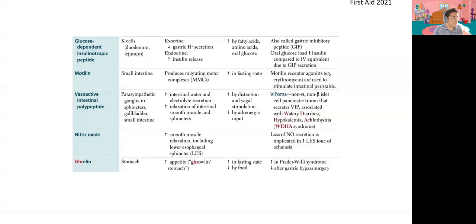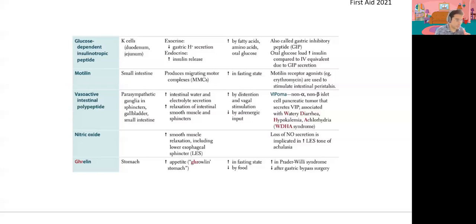Vasoactive intestinal polypeptide deals with intestinal water and electrolyte secretion so that you can basically coat the lumen with water and other components. But the problem is if you overdo this, it can lead to a lot of watery diarrhea, hypokalemia, and the loss of a lot of your electrolytes, such as sodium and other things.